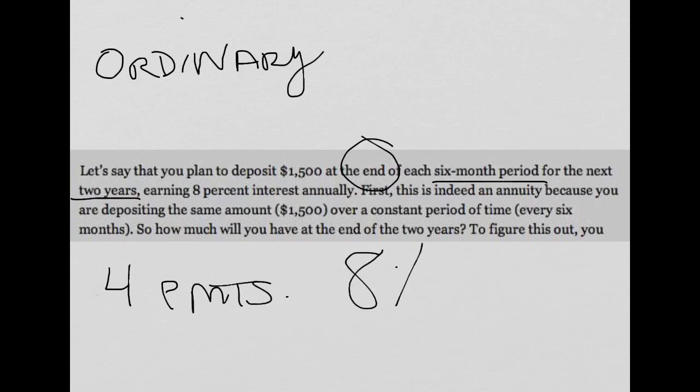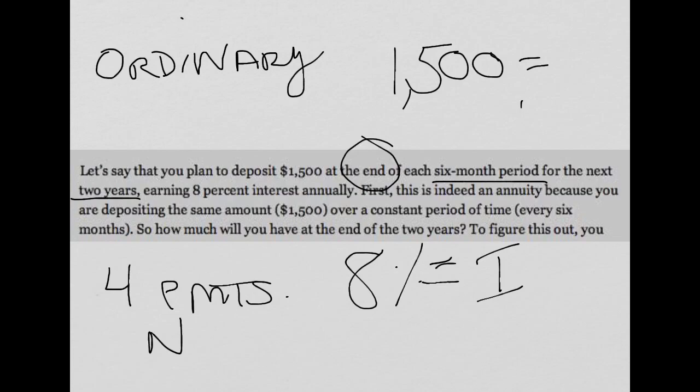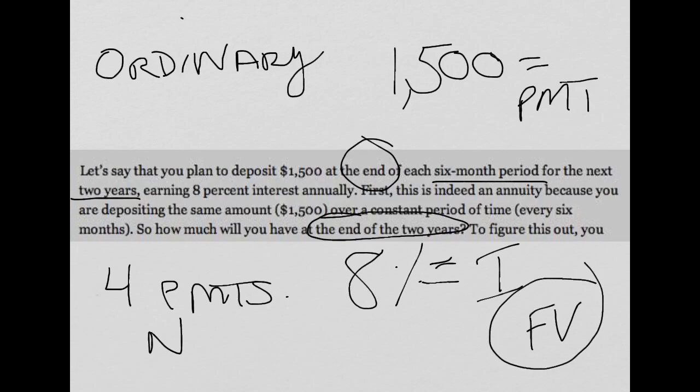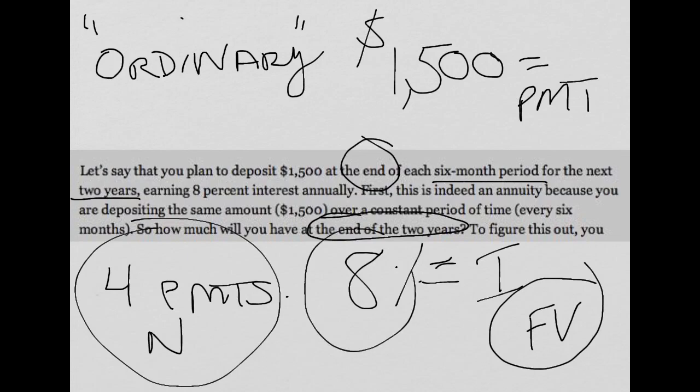8% is our interest rate, so we can start now seeing what the formulas look like. 8% is the interest. 4 payments is the N. 1,500 is equal to the payment amount. And now we want to solve for how much we'll have at the end of the 2 years, the future value. So the unknown is the future value of paying $1,500 every 6 months at the end, an ordinary annuity, 4 payments, 8%. What's the future value here?